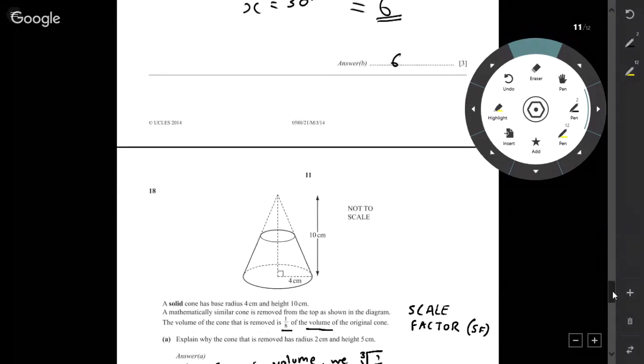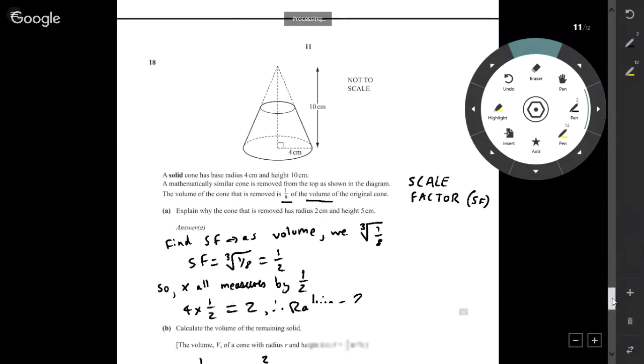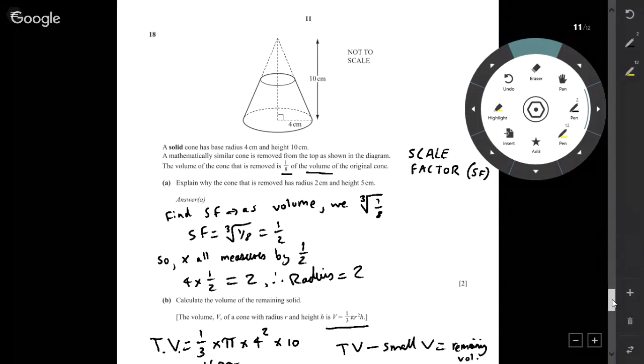Okay, question number 18. This looks quite like a tricky one, but this is all about scale factor. So we're talking about volume of a cone. We've got this bit that's been removed off the top. They tell us it's 1/8 of the volume of the original cone. So we need to find the scale factor so that we can prove why the radius is 2 and the height is 5 of this small section cone.